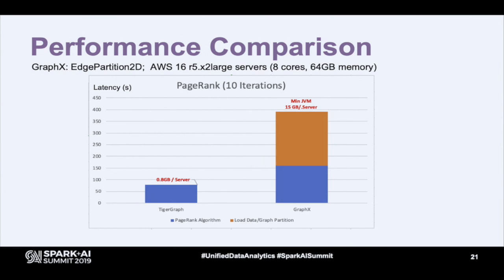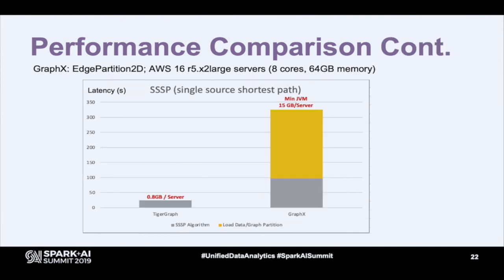The second observation is the memory overhead. We found that GraphX needs a minimum of 15 gigabytes of JVM memory to have good performance, while TigerGraph uses about 0.8 gigabytes of memory per server. The third observation is that TigerGraph also runs about twice as fast on the PageRank algorithm itself. We think the difference is mostly due to the fact that TigerGraph is built from scratch using C++, and it's a native graph platform, so we can do any possible optimizations when we see fit. And this is the first benchmark.